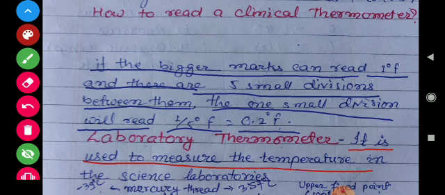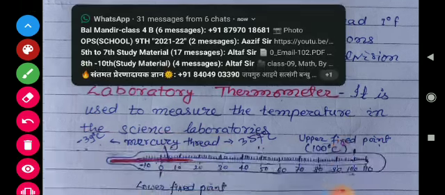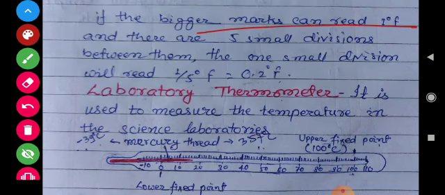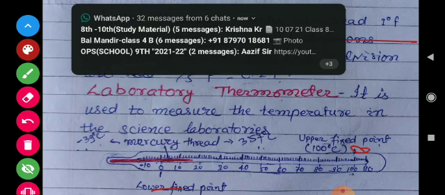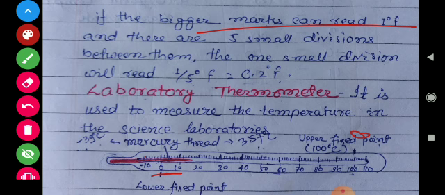Now students, there is another thermometer, the laboratory thermometer. You can see it here. It is used to measure the temperature in the science laboratory, and its lower fixed point is 0 degree and its upper fixed point is 100 degree. So these are the two different points.